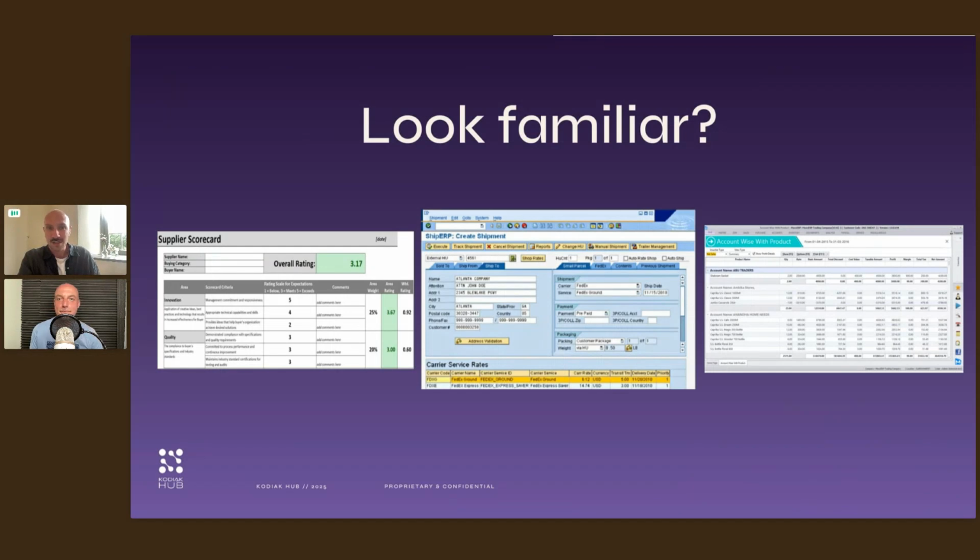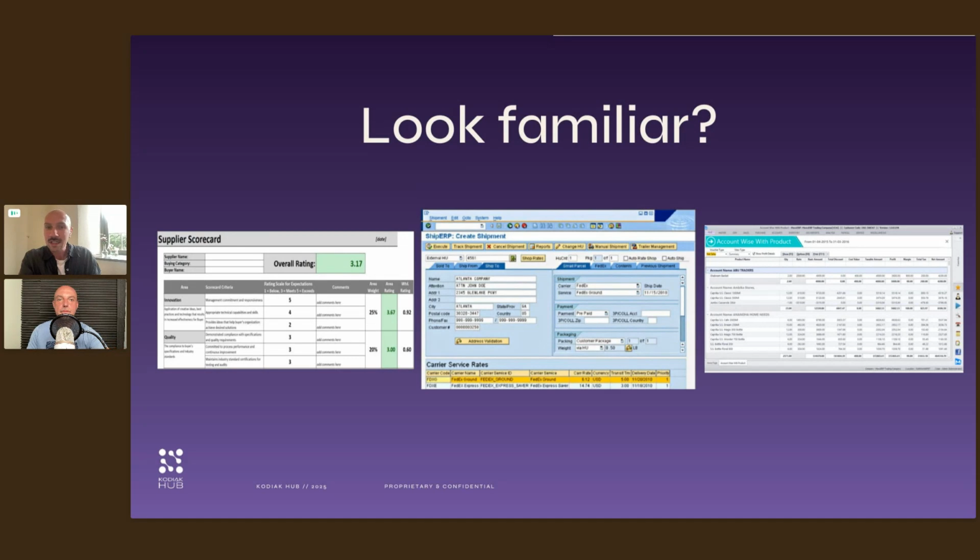I want to pause here for a second. We are all amongst friends. Now, when I asked about this during a presentation I gave for about 100 professionals in an ISM presentation a few weeks ago, I asked everybody to raise their hand if this looks familiar. Are you currently utilizing some type of Excel spreadsheet or homegrown solution for your supplier relationship management?